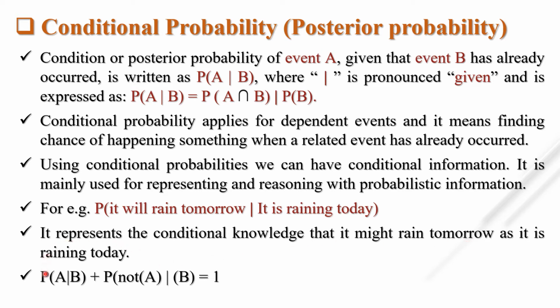So the conditional probability of this particular sentence plus the probability that this sentence does not occur is equal to 1. So 0.5 for this probability of A given B, and 0.5 that it may not rain tomorrow. That's why we have written not here.